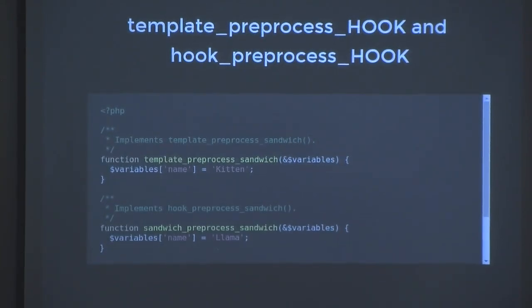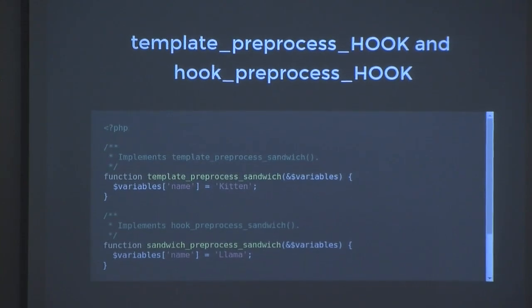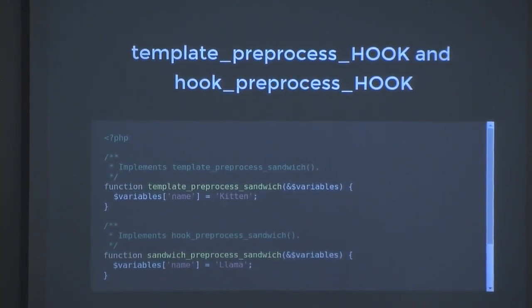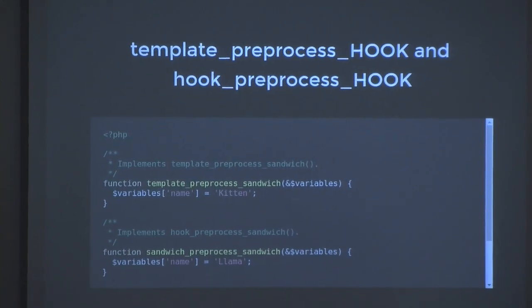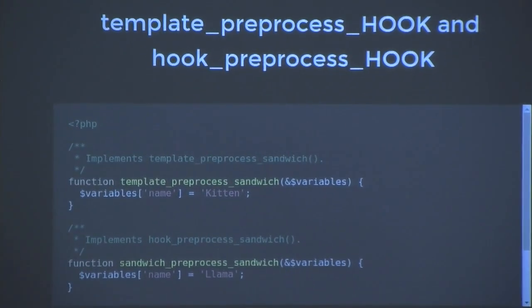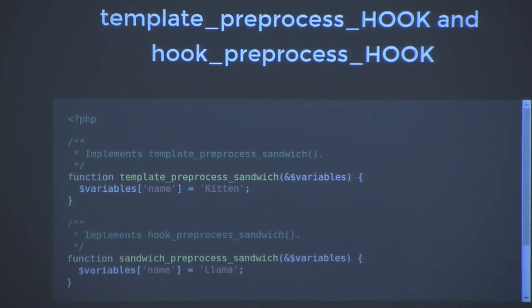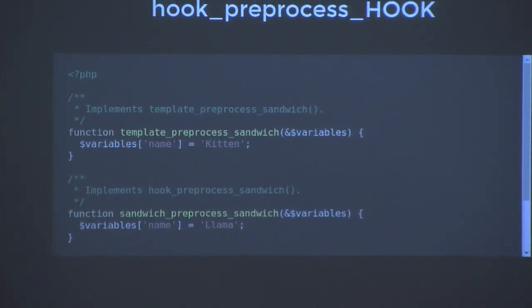Preprocess functions are functions that are run before a variable is passed from the render array into the template, so that you can still modify it in PHP into another form than what it is right now. I'm just using it for a very, very simple use case where I'm changing the name of the sandwich into a hard-coded one so that the name of the sandwich is always the same.